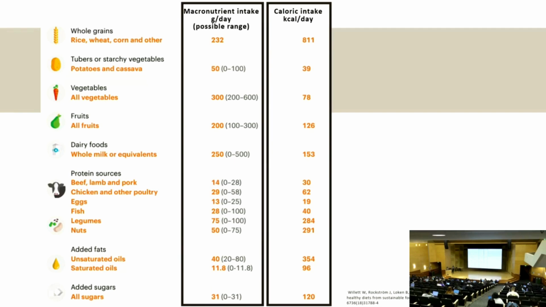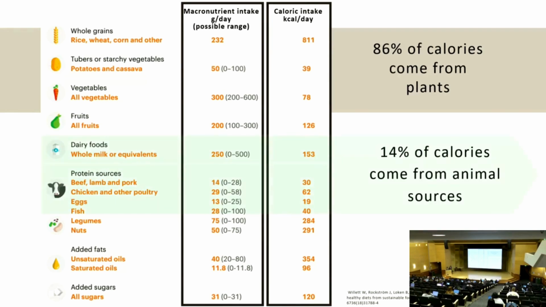That was the benchmark that the Eat Lancet Commission chose to use based on the activity level of a young, healthy individual. And you'll notice that when we add these up, 86% of the calories come from plants. So this is the overwhelming majority of where the energy comes from, whereas only 14% of calories come from those animal source foods. So only 340 calories per day under this diet should be from an animal source.